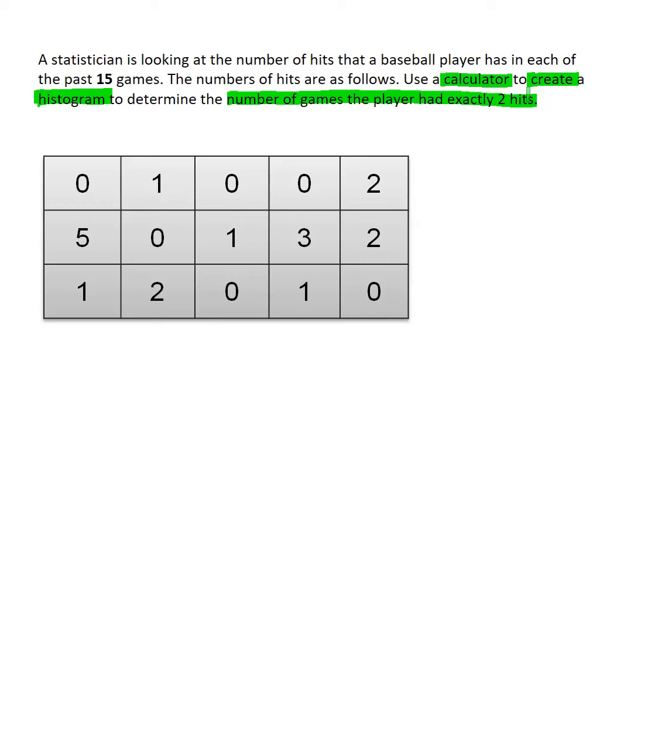Now you can look at this and perhaps figure out, okay, the number of hits is given to us here. So determine the number of games. So how many games did they get the hits? And so we have a total of 15 games here. So you can actually look at this and say, oh yes, I can see 2 here, and 2 exactly 2 hits. So I know it is 3.